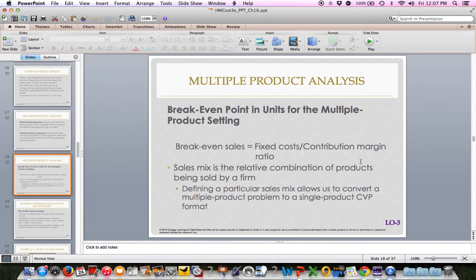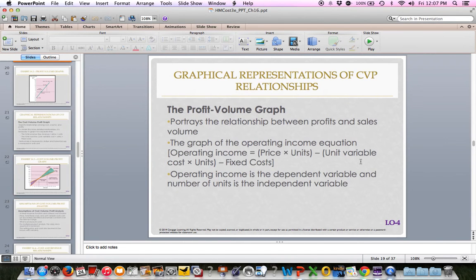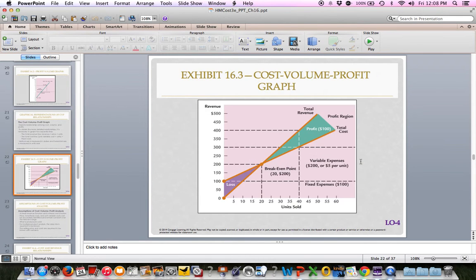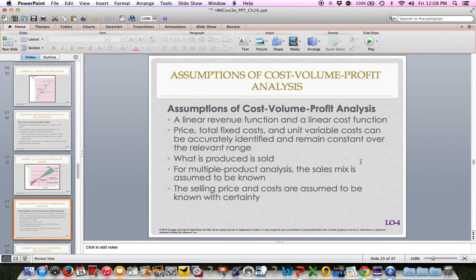Okay, I told you earlier I'm going to skip the graph stuff, so I'm going to keep my promise. We're going to skip right past it. And we're going to skip to assumptions in CVP. Okay, and this is on page 842 and 843.